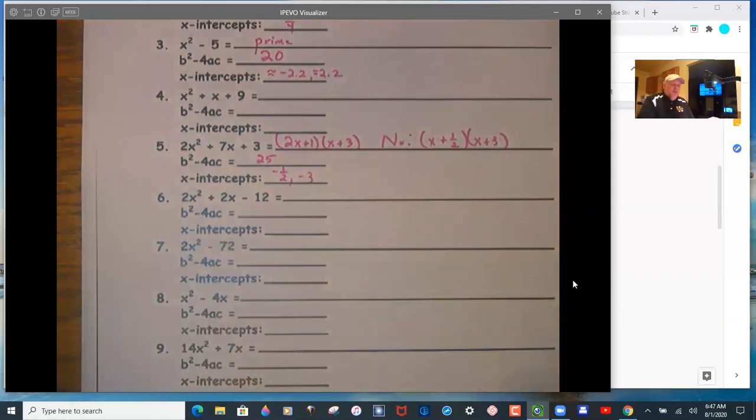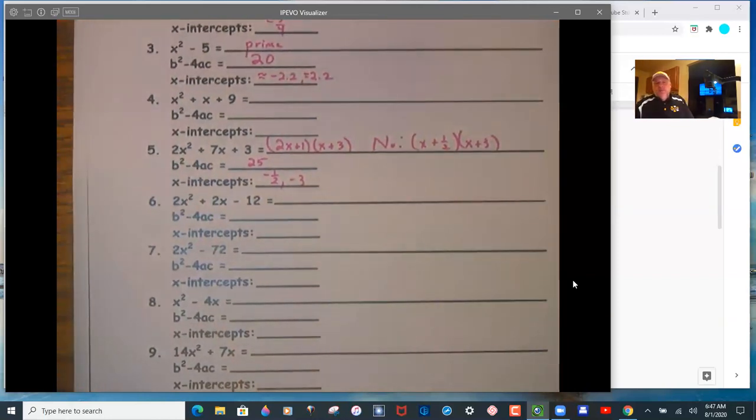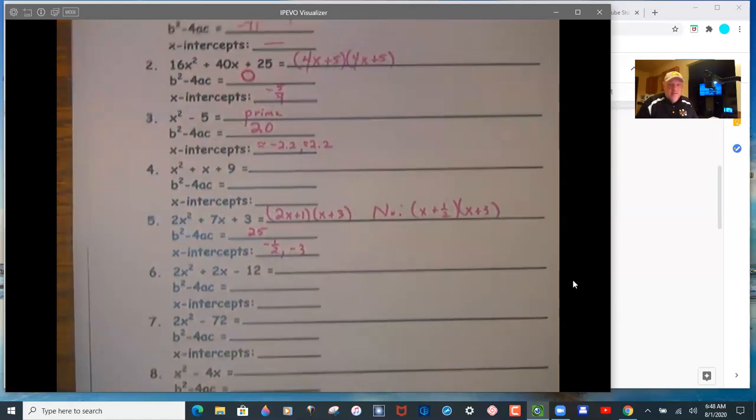Oh, some people put a 2 in front. I know some of you are smart enough to figure that out. I don't like that either. It's not really a common factor. So factor correctly, that's what I want.